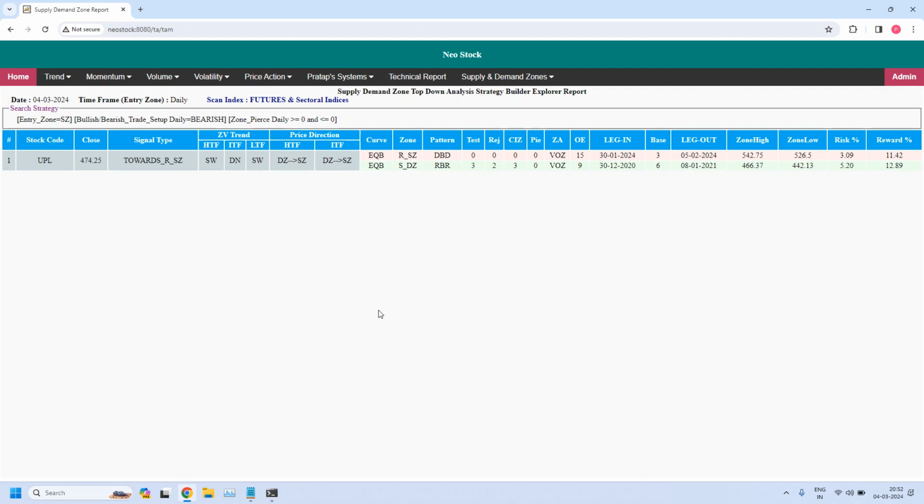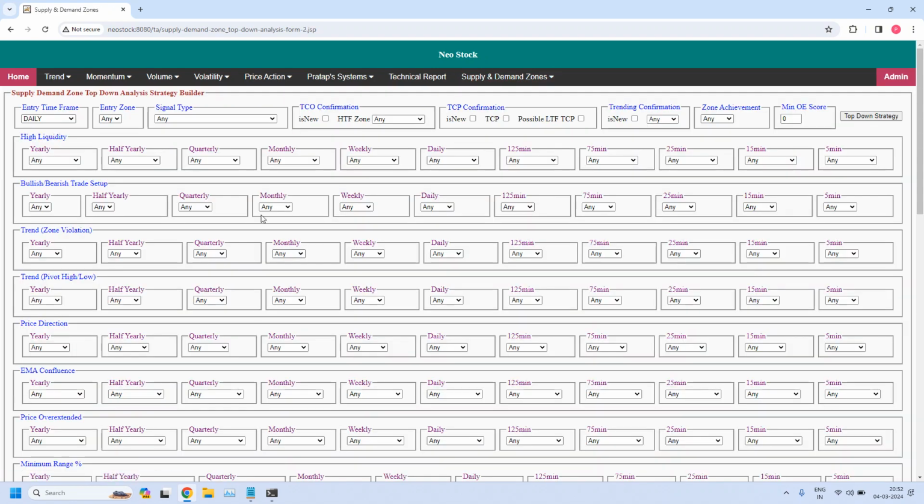Now let us generate weekly income trade reports. The first one within weekly income trade is the bullish trade setup. In weekly income trade, the entry time frame is 75 minutes. Because it is a bullish trade setup, the entry zone should be demand zone. In bullish or bearish trade setup parameter, at 75 minutes time frame, I am selecting the value bullish.